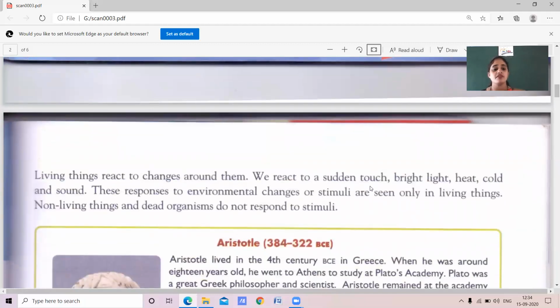So living things react to changes around them. We react to sudden touch, bright light, heat, cold, as well as sound. These are the common responses we show to a stimulus. The response to environmental change or stimulus is seen only in living things. Non-living things or dead organisms will not respond to any stimulus. Isn't it, children? Yes.